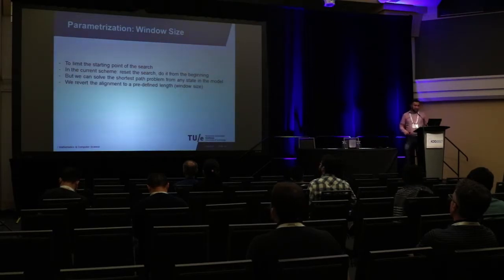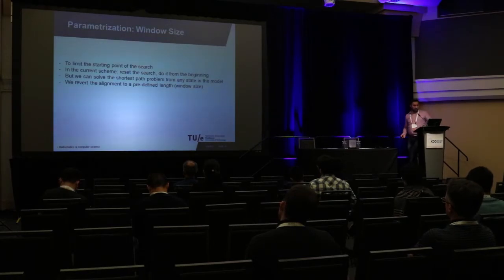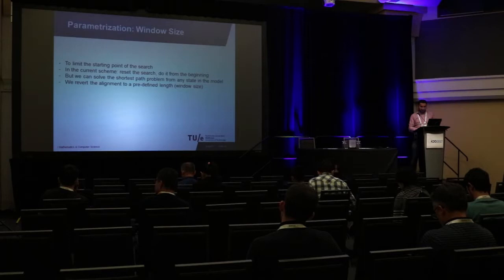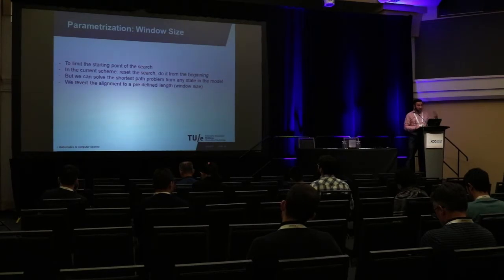This is basically used to limit the starting point of the search. Whenever we receive a new item from the stream, we usually go back to the beginning of the stream and try to prefix align all of that part of the stream. Now we relax that a bit and try to go back by a window size in the previous steps, like 5 or 10 or 20, and definitely not to the starting point of the stream. So those are the two parameters that we are using to try to make our approach more efficient.